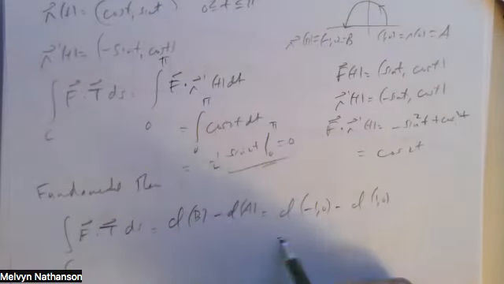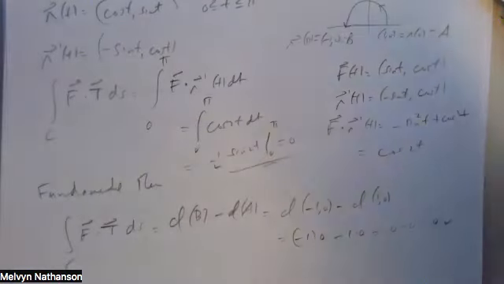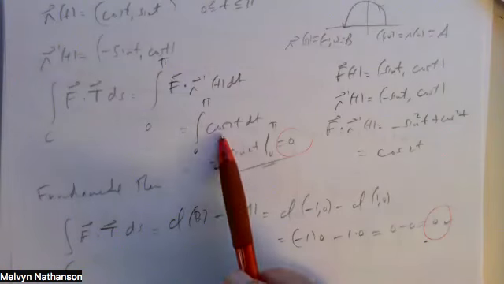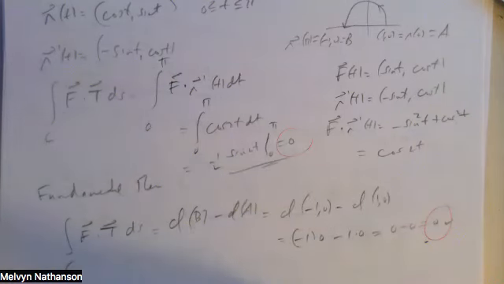Phi is the function xy. This is minus 1 times 0 minus 1 times 0. 0 minus 0, that's 0. So it certainly checks. Whether we do the line integral explicitly or we do it by applying the fundamental theorem, of course we get the same result. And this way, it was a lot less work. Now, this makes using the fundamental theorem often a very efficient way to calculate a line integral.